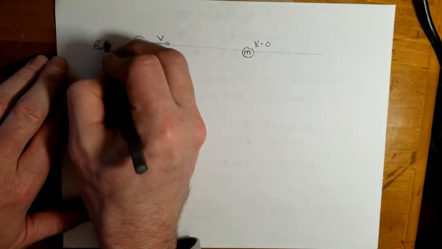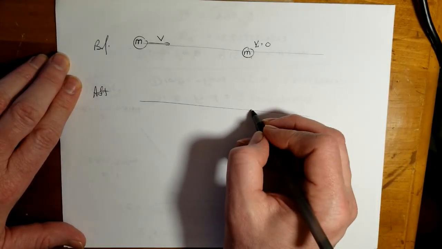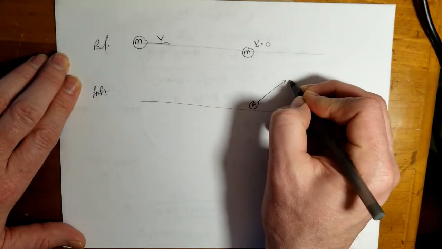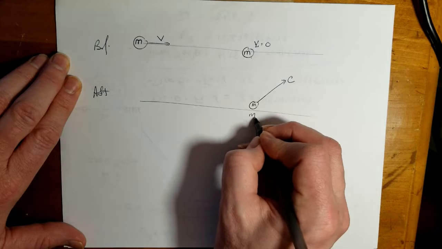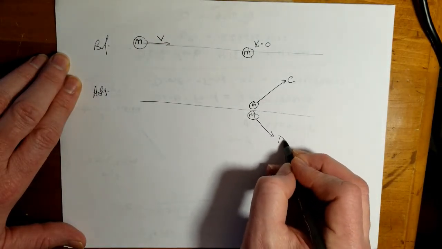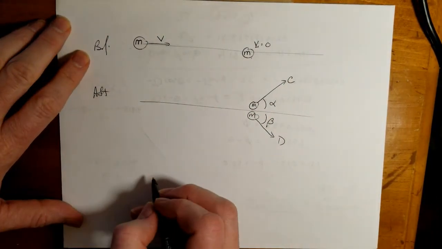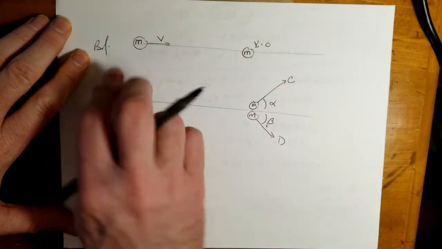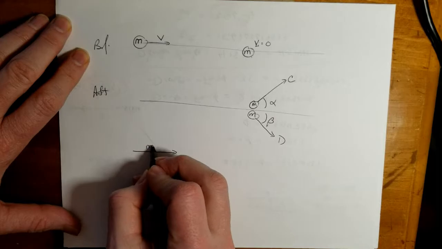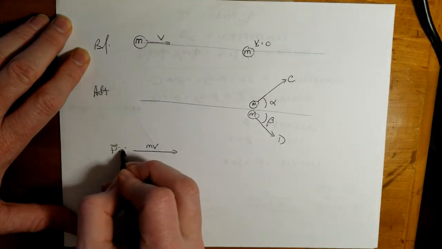So this is before, and after, along that line, we have m shooting off at some speed, we'll just call it c, and the other m shooting off at some speed d. This is some angle alpha, this is some angle beta. I know momentum is conserved. Well, this has momentum in that direction right there, mv. This has no momentum to begin with, so this is p initial.